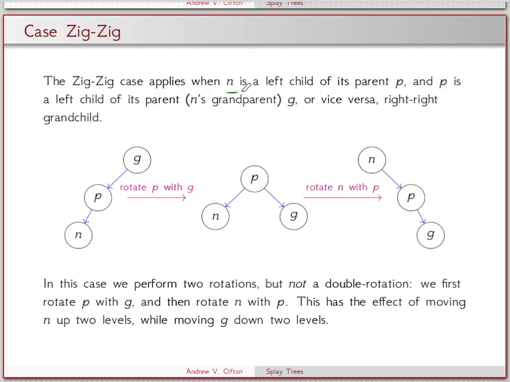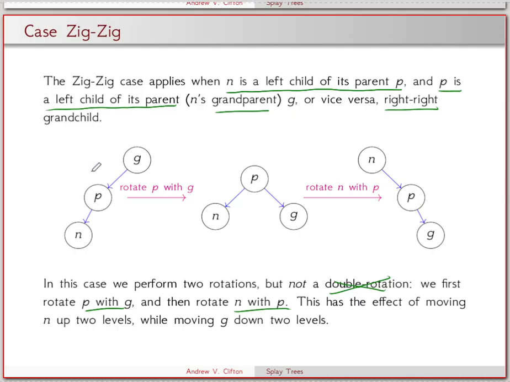Zig-zig is if n is a left child of its parent, and then p is a left child of its parent, which is the grandparent, or the other way. So this picture depicts the left-left situation, but there's a mirrored right-right situation. In this case, we're going to do 2 rotations, but this is not a double rotation. We are first going to rotate p with g, and then rotate n with p.